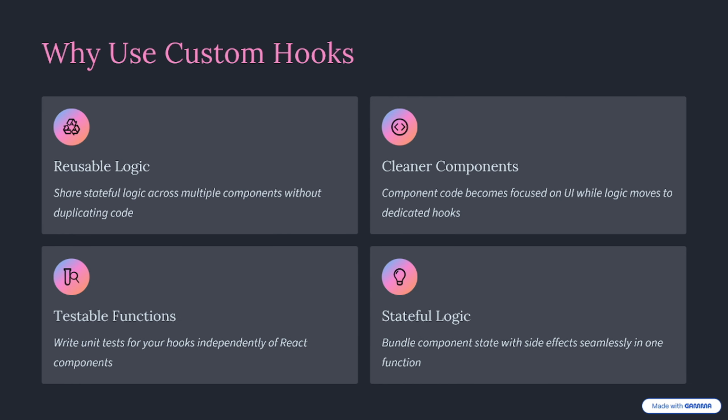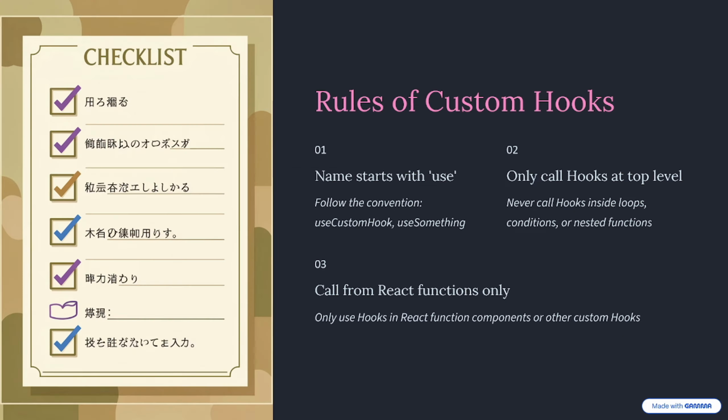And why do we need custom hooks? Reusable logic: share stateful logic across multiple components without duplicating code. As I told you, it is write one time and use many times. Then cleaner component code: components become focused on UI, while logic moves to dedicated hooks. So when writing big code, instead of writing the entire logic again, just write it somewhere else and call it directly. Then testability and the other things, you can check one by one.